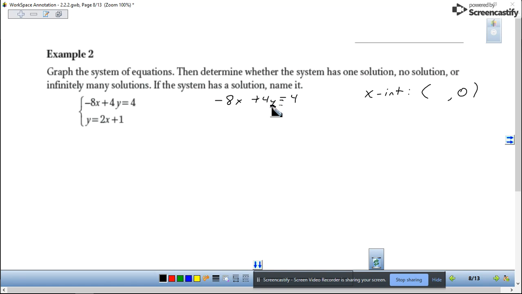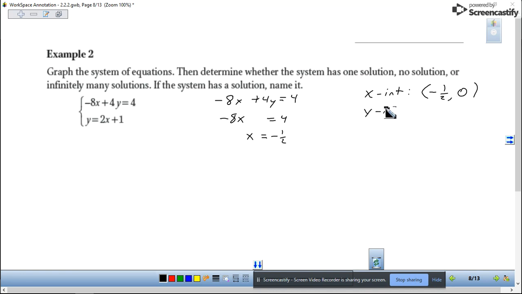So if you wanted to find that, you could plug in 0 for y, which would make that term go to 0, so negative 8x equals 4. And then you solve that, that would be x equals negative 1/2. So you have an intercept of negative 1/2, 0. You can plot that point.